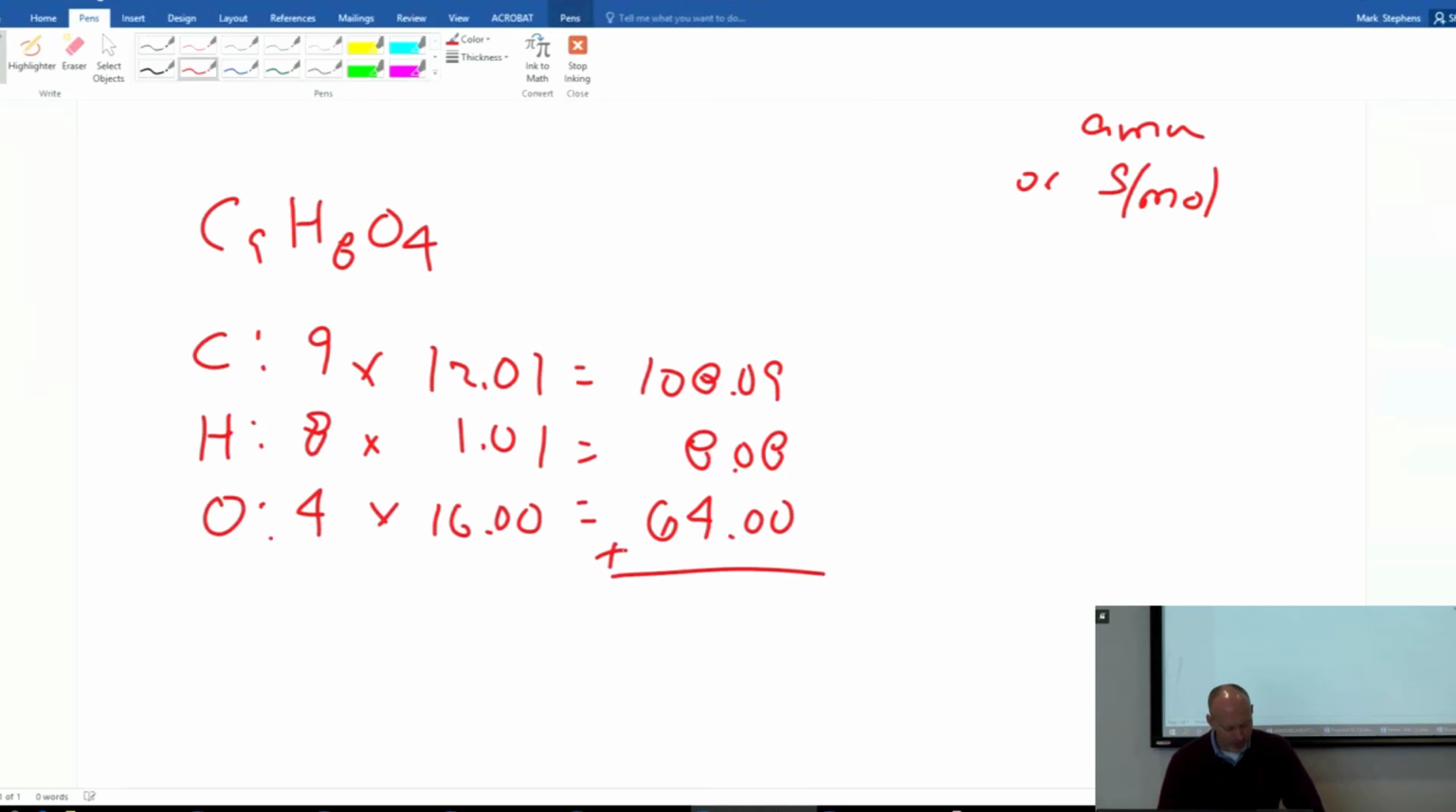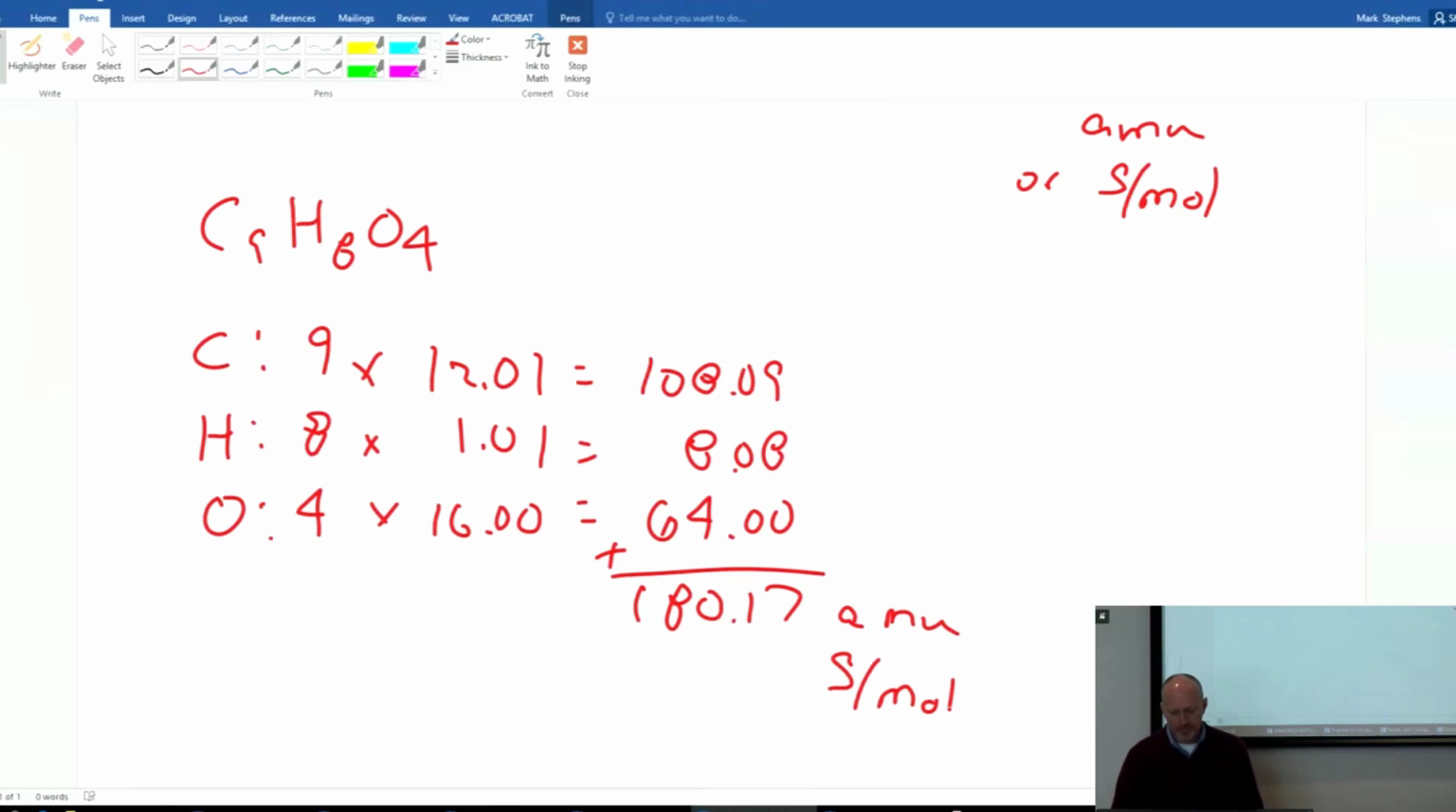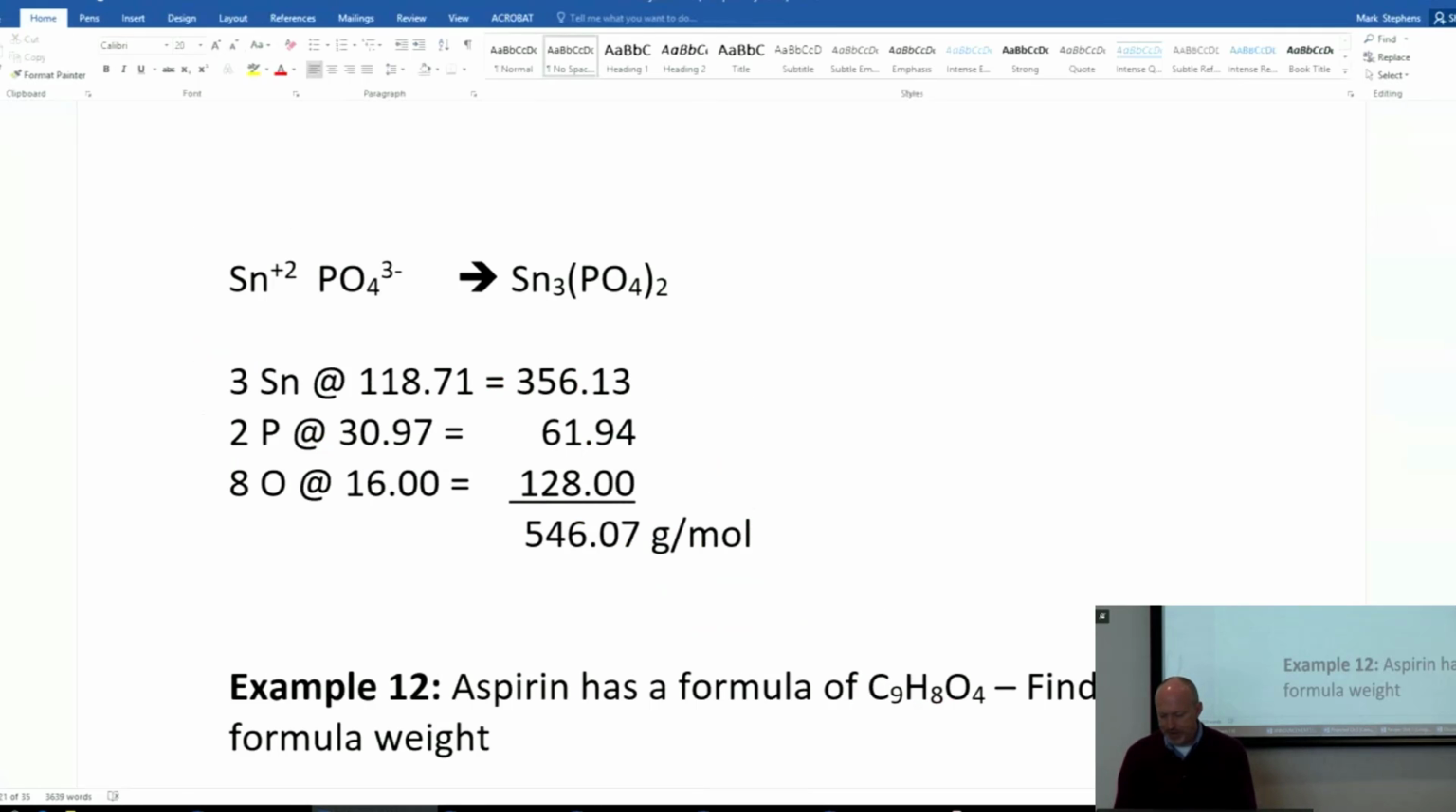We'll gather all our terms together. And again, 2 decimal accuracy on all numbers extracted from the periodic table. I'm getting 180.17. I need a unit. I can use AMU, or I can use grams per mole. 180.17. Questions about that?